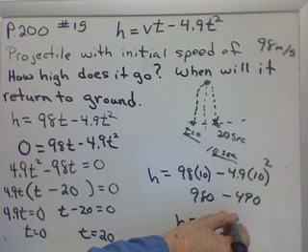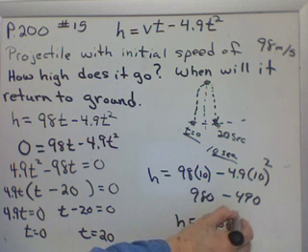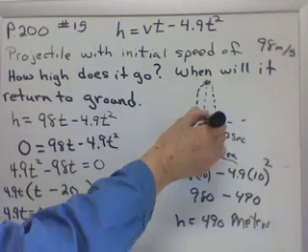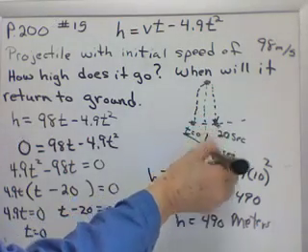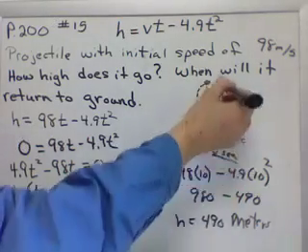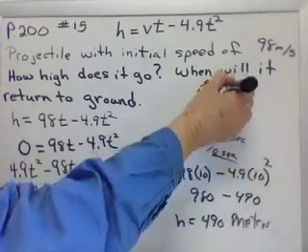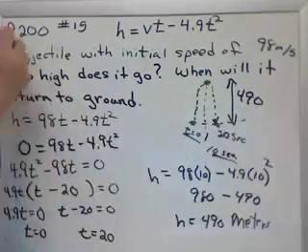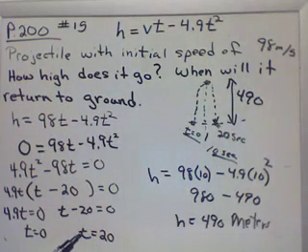Are we doing meters or feet per second? Meters per second. So this is meters. So the height at 10 seconds is 490. So from here to here is 490. And there's how to solve that problem with the pieces of information that they give you.